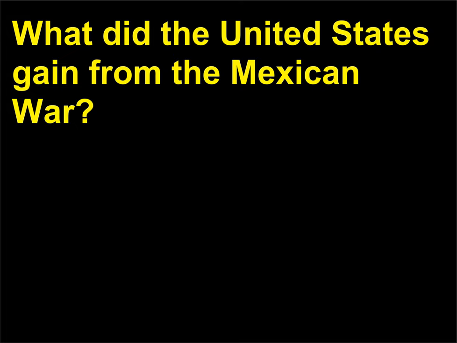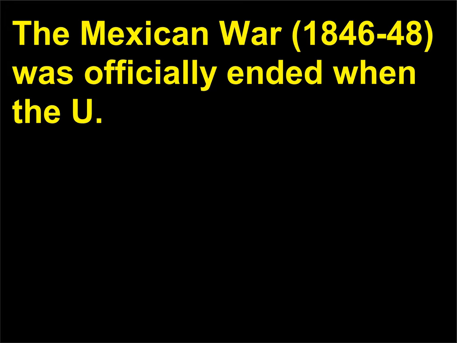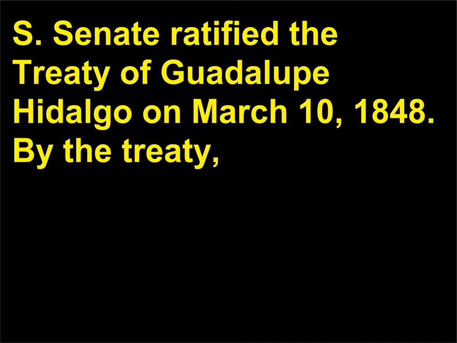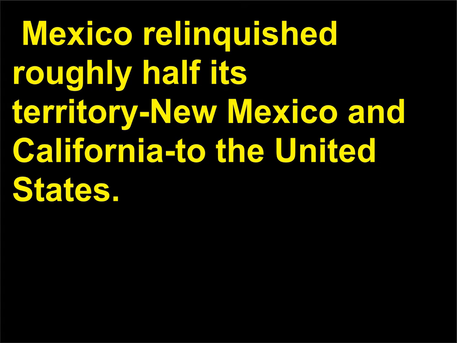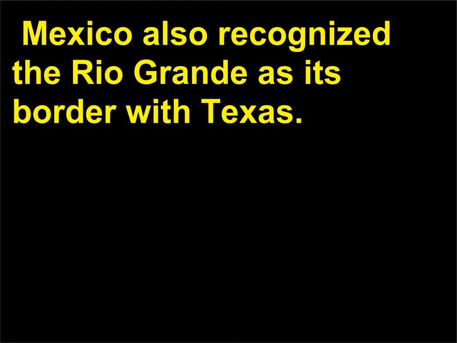The Mexican War, 1846-48, was officially ended when the U.S. Senate ratified the Treaty of Guadalupe Hidalgo on March 10, 1848. By the treaty, Mexico relinquished roughly half its territory, New Mexico and California, to the United States. Mexico also recognized the Rio Grande as its border with Texas.